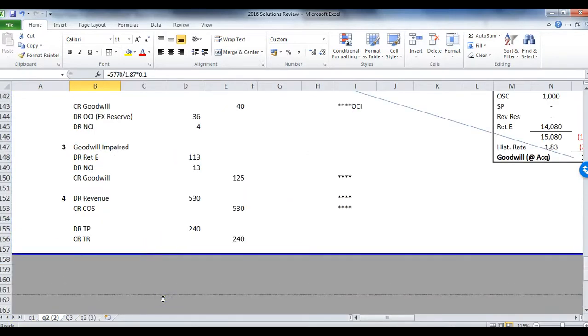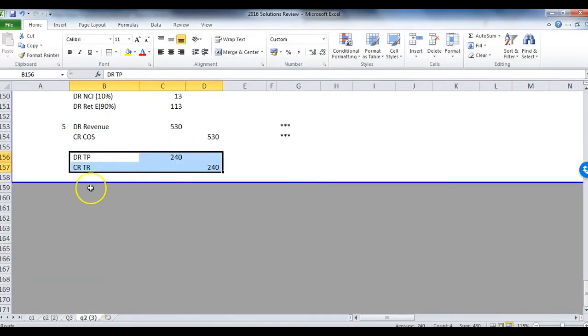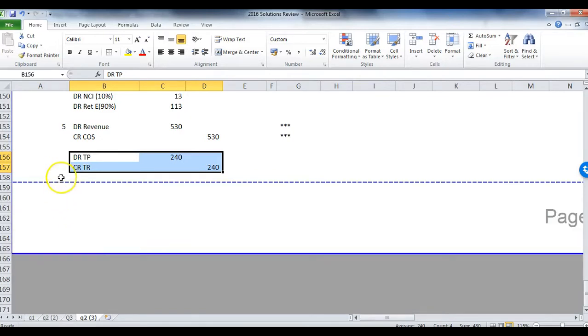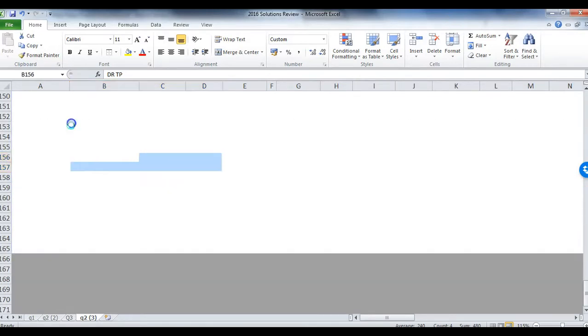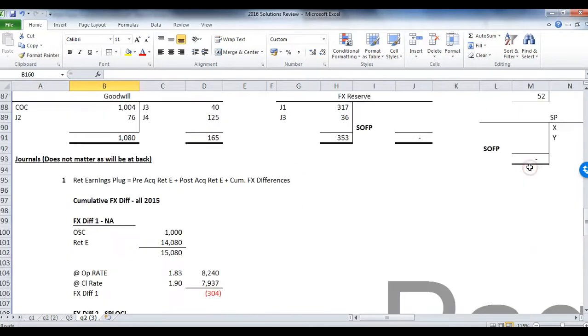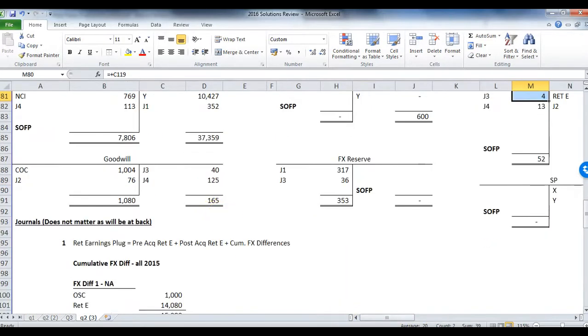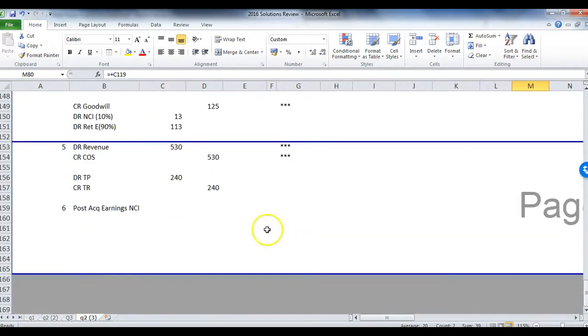So the final thing we need to do after we've got all the adjustments done, and it's one thing students forget a lot to do, is to actually allocate post-acquisition earnings to the NCI. So currently we've given no post-acquisition earnings to the NCI. If we go up and look at our T account, all we've done for the NCI currently is value them initially at 900 and made some adjustments for goodwill impairment and foreign exchange reserves.